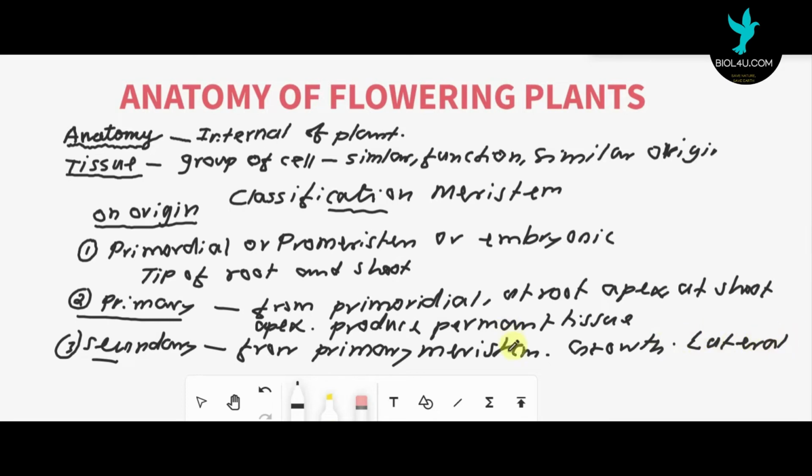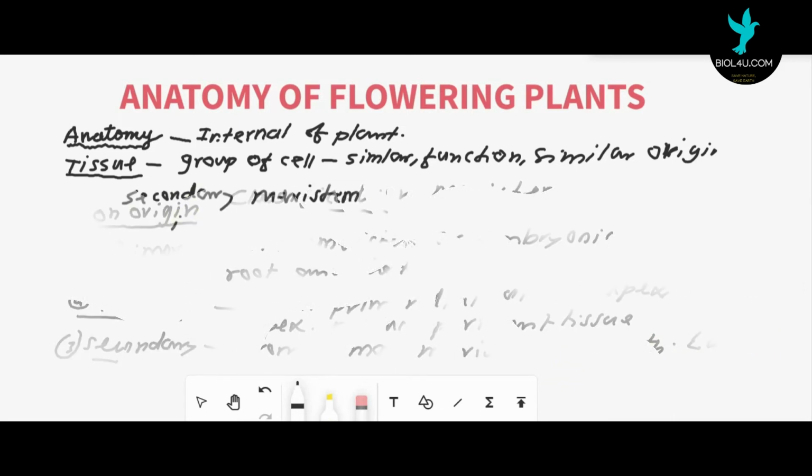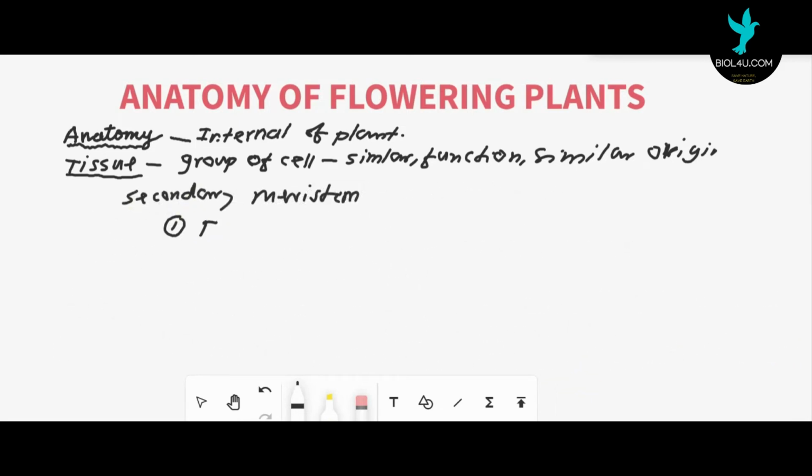If you take an example of the secondary meristem, one example is the fascicular cambium. What is actually the fascicular cambium? The meristematic tissue present in the vascular bundle is known as the fascicular cambium. Suppose this is the vascular bundle. In this vascular bundle, there is a cambium present. That cambium is the meristematic tissue, and it is known as the fascicular cambium. On either side you can see phloem and xylem. So that is a fascicular cambium.